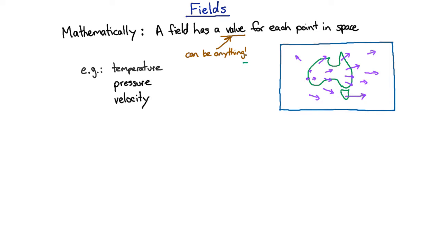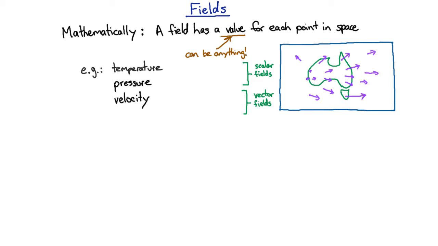So these two here, the temperature and the pressure, are just a single number at each point in space. So the temperature is measured in Celsius or Fahrenheit or Kelvin, and the pressure is measured in pascals or atmospheres. And any physical quantity in physics that's described by a single number is called a scalar. And so these are scalar fields. And the velocity is a vector field because we've got a vector at each point in space.